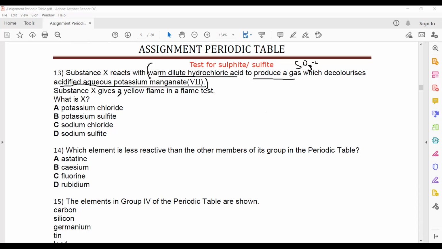And substance X gives a yellow flame. So yellow flame is for which alkali metal? It's for sodium. So using the flame test, you identify it contains sodium, and using this test, you identify it is a sulfite. So what is the name of this compound? It is sodium sulfite. So D is the right answer.